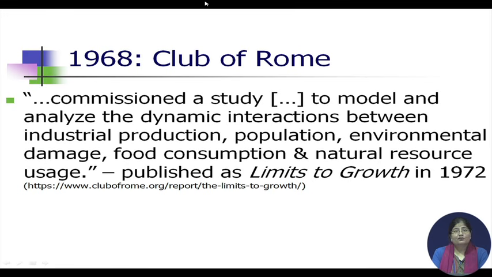In 1968, the Club of Rome commissioned a study to model and analyze the dynamic interactions between industrial production, population, environmental damage, food consumption and natural resource usage, and this was later published as Limits to Growth in 1972. The report is available. Again, the link has been mentioned to the Club of Rome, and you can go and look at this report. It's very interesting. Let me see if I can take you to it.